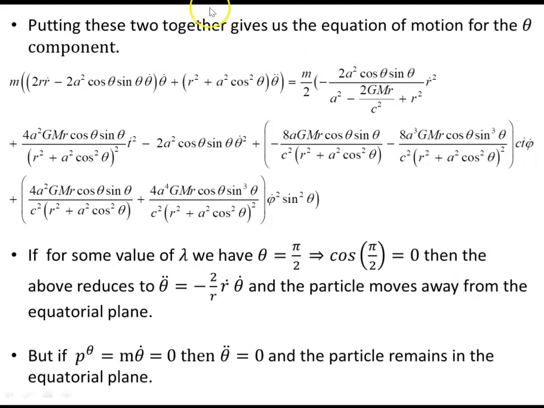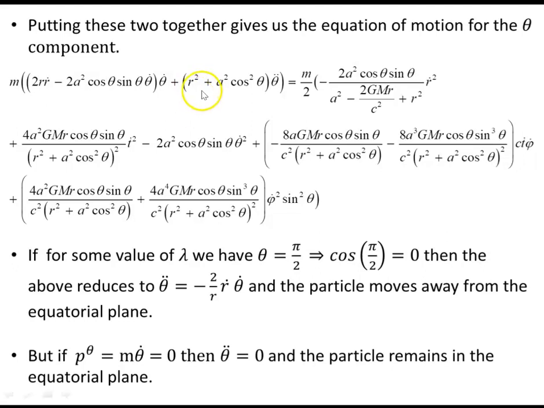All right, so putting these two together gives us the equation of motion of the θ component. So we have this part here is equal to the partial derivative of the Lagrangian with respect to θ, so I've put that on the right-hand side of the equal sign. You can see it's quite substantial. Okay, now that looks quite imposing. It's quite complex, and that's the nature of trajectories in the Kerr geometry. The equations are quite large and the trajectories are quite complicated.